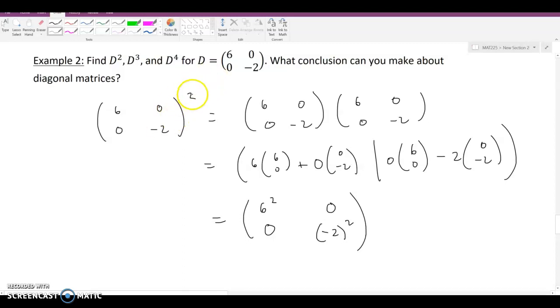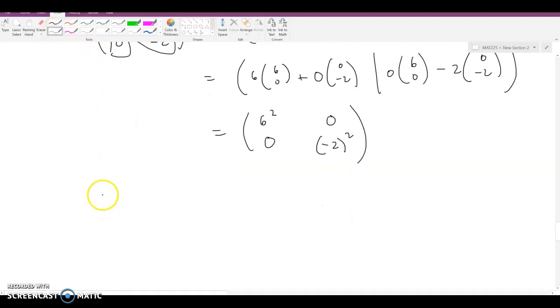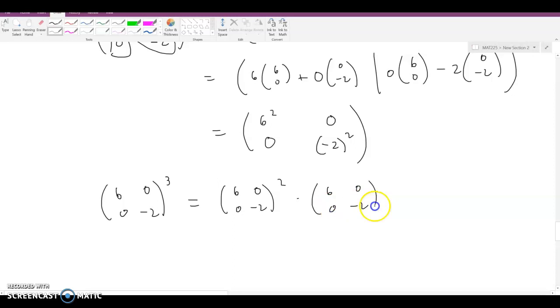So on first appearance, it appears that if you have just elements along the diagonal and zeros everywhere else, exponentiating that is just a matter of raising the diagonals to a power, which is not true if these aren't zeros everywhere else. And if we do D cubed, 6, 0, 0, -2 cubed, so that we don't have to multiply 3 matrices together, that's 6, 0, 0, -2 squared times 6, 0, 0, -2 to the first. We can add those powers. And so we know that this is 6 squared, 0, 0, -2 squared.